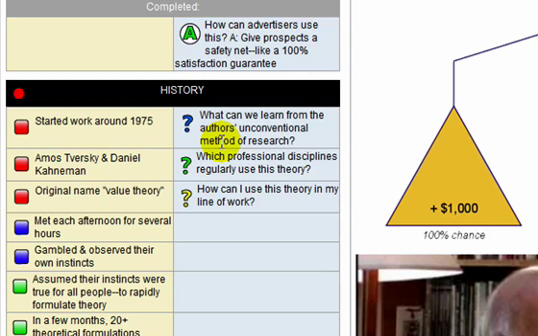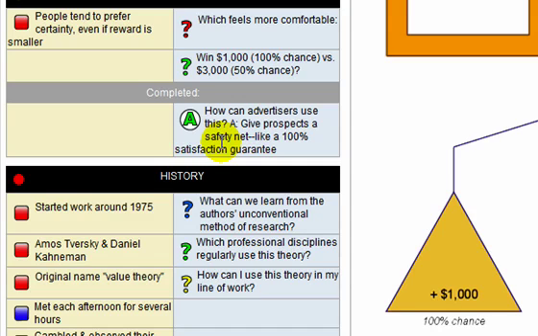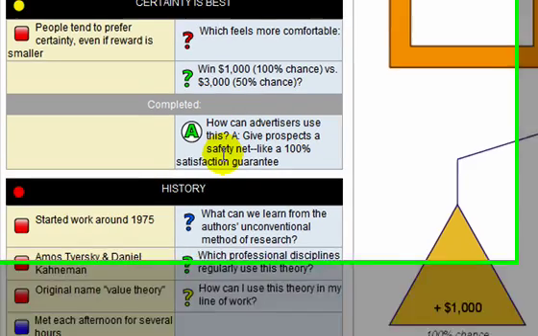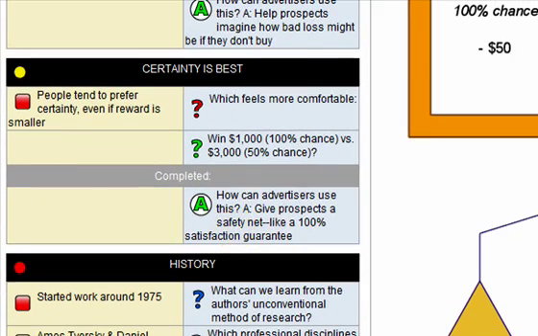In the case of prospect theory, this is a highly interactive kind of theory, because it's about how people feel and people's intuition and instincts. So our questions in this case are actually just checking in with the reader about how they feel, which feels more comfortable, $1,000 with 100% chance versus $3,000 with 50% chance. So not only are we telling them that people prefer certainty even if the reward is smaller, but we're giving them the opportunity to check in: is that true with you? And most people will say yes.